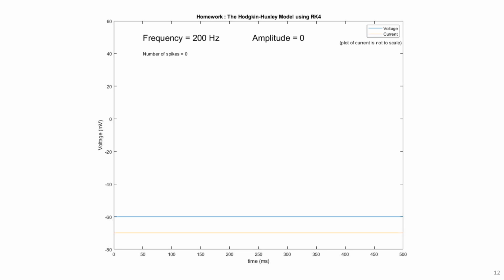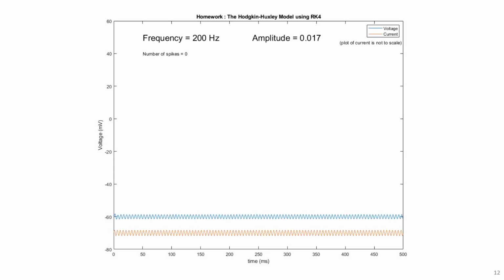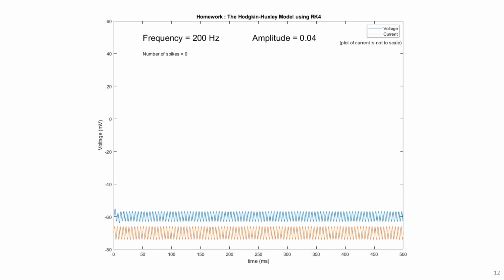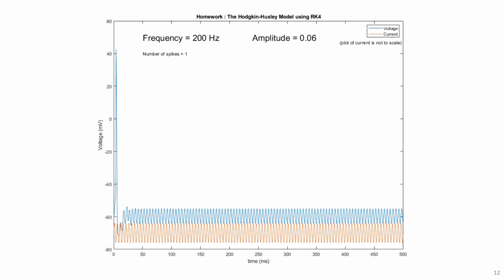And for 200 hertz, we see that things are starting similar to before, but you see the amplitude is increasing and we don't see any spikes yet at 0.04 and 0.05. So the spiking is kind of starting to delay with the amplitude.